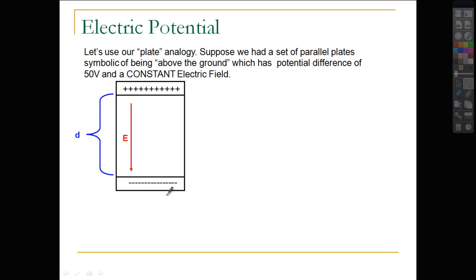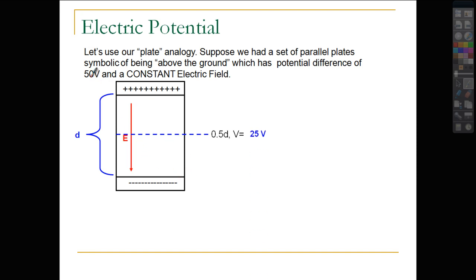So using our plate analogy, suppose we had a set of parallel plates symbolic of being above the ground, which has a potential difference of 50 volts and a constant electric field. So the electric field is constant, it's going from positive to negative. The distance is also going to be constant. Here's half our distance right here in the center.